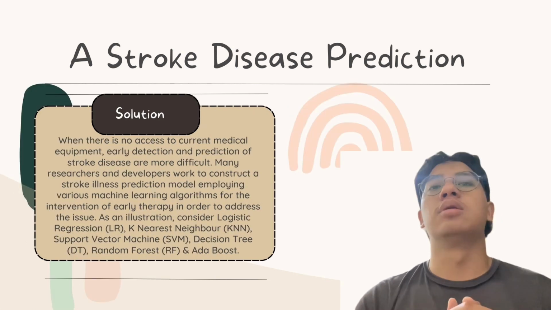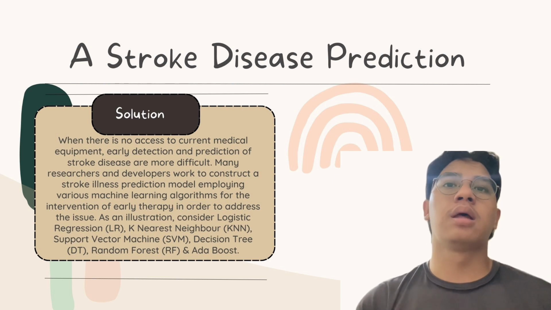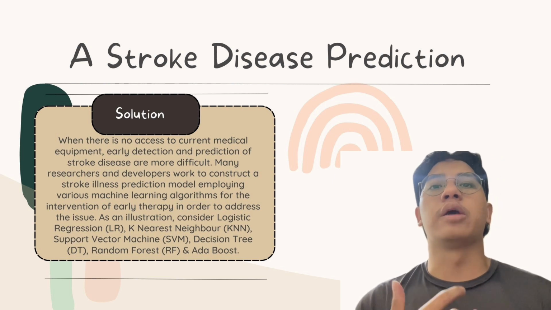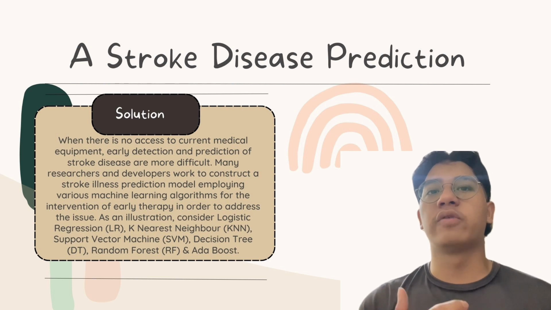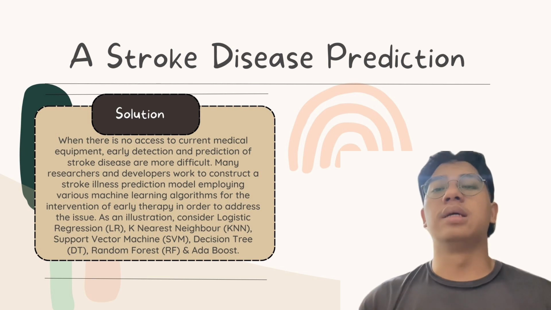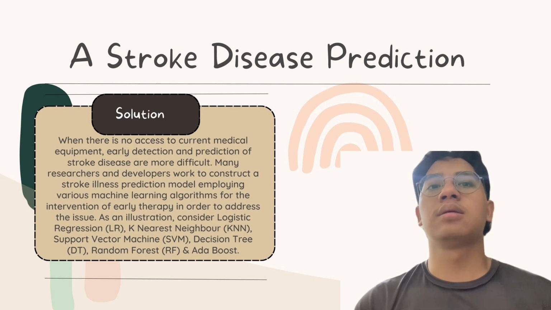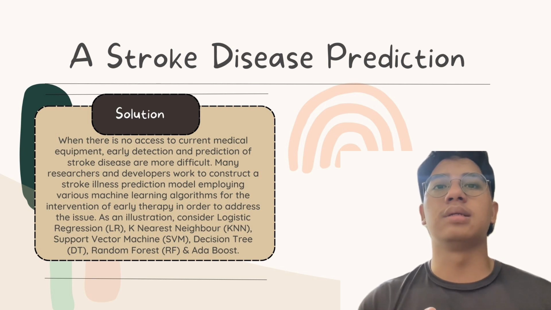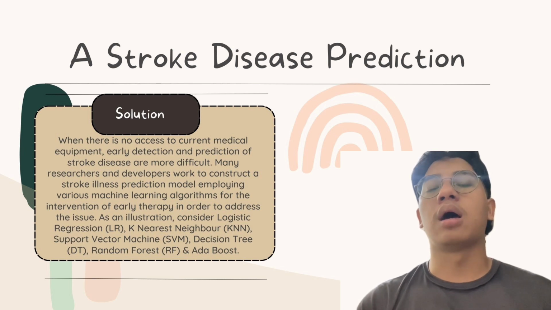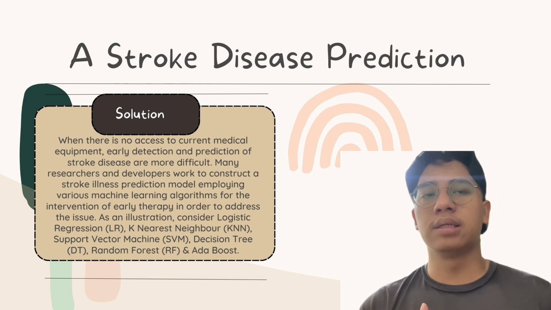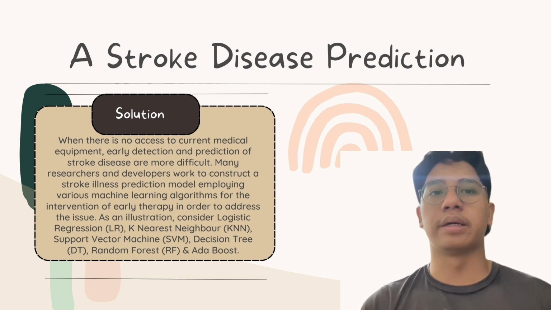Lastly, the solution for this presentation: when there is no access to the current medical equipment, early detection and prediction of stroke disease are more difficult. Many researchers and developers work to construct a stroke illness prediction model by employing various machine learning algorithms for the intervention of early therapy in order to address the issue. As an illustration, logistic regression, k-nearest neighbor, support vector machine, decision tree, random forest, and AdaBoost are all the machine learning models that will be used in this dataset.